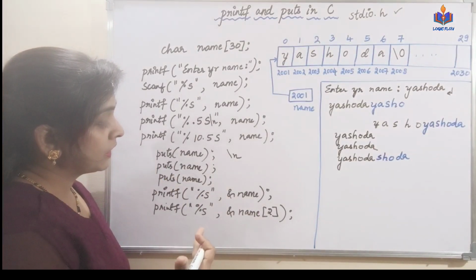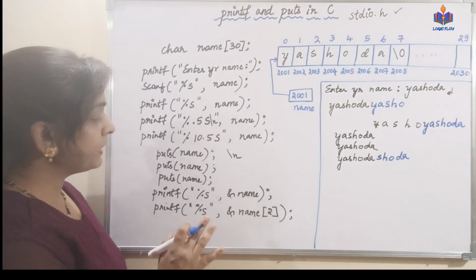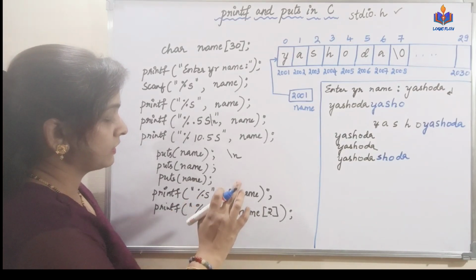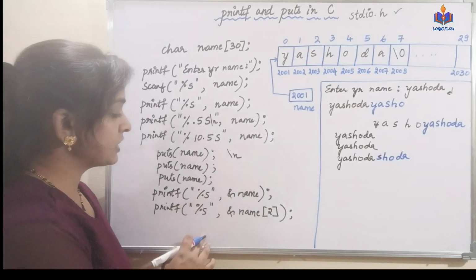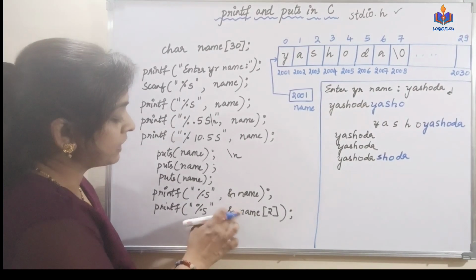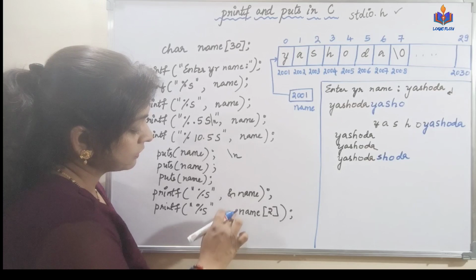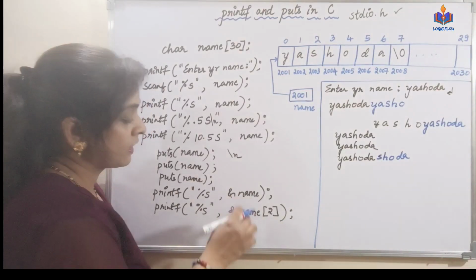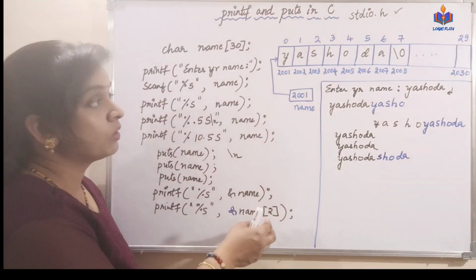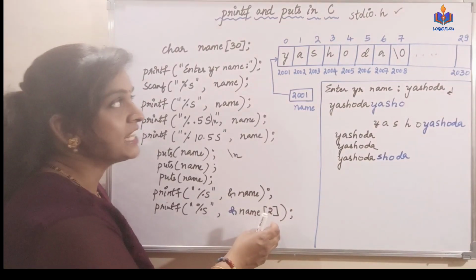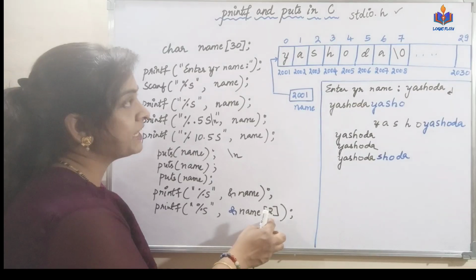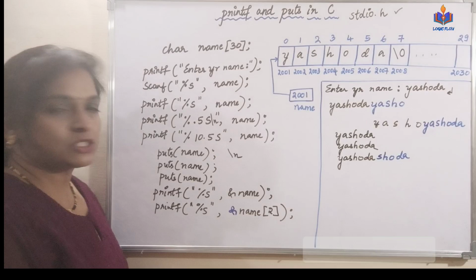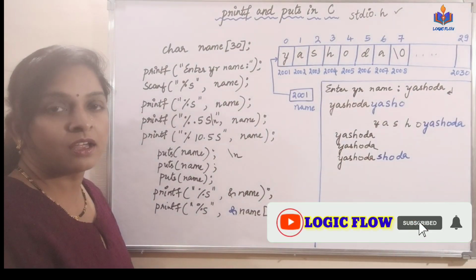But if you simply say printf %s name without using ampersand, you'll get an error for this. You have to use ampersand, especially when you want to print from a specific index. Providing the index 2, I am printing up to the null character. So that is all the difference between printf and puts.